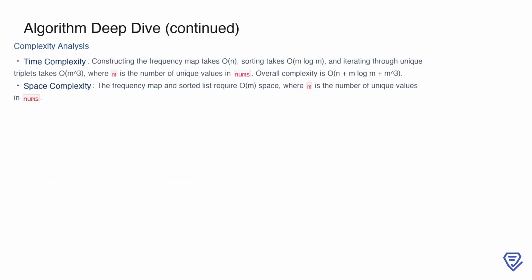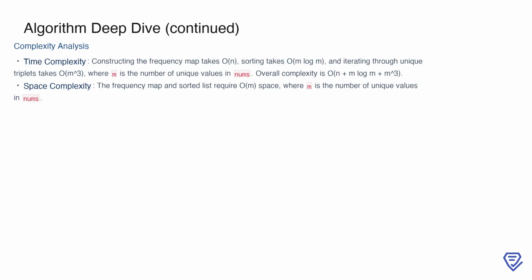Finally, let's analyze the complexity of this approach. Constructing the frequency map requires O(n) time, where n is the size of the array. Sorting the unique values takes O(m log m), where m is the number of unique values in nums. Iterating through all combinations of triplets formed by these unique values has a time complexity of O(m^3). Combining these, the overall time complexity is O(n + m log m + m^3).